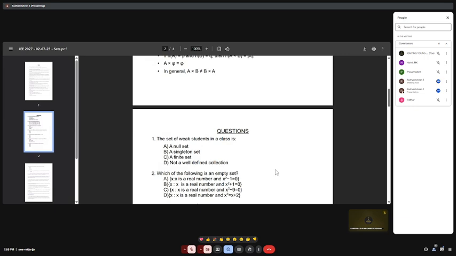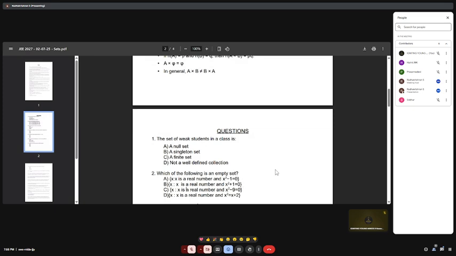X is a real number and x square plus 1 equal to 0. Is it possible? When you say x square plus 1 equal to 0, x square equal to minus 1. Any square cannot be negative, right? Square will always be positive. So here we get x square equal to minus 1, so there cannot be a real number that satisfies this condition. That means B is a null set.